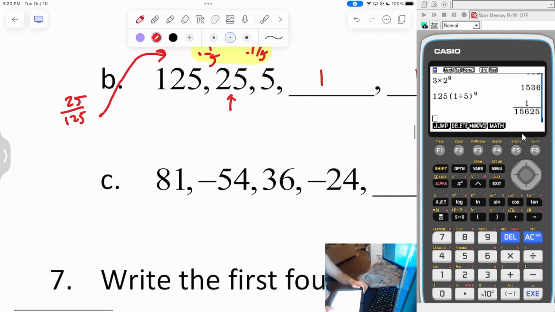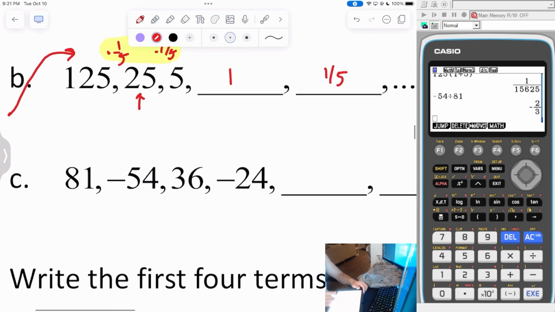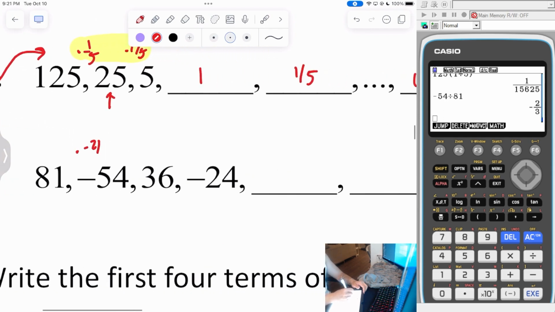I'm going to use that logic here to help me figure out what I'm multiplying by each time for this specific sequence. So I'll take negative 54 and divide by 81. Let's see what I get back in my calculator. Negative 54 divided by 81. I get 0.666667 repeating, I assume. But if I convert it to a fraction, I get negative 2/3. So I know I'm multiplying by negative 2/3 each time to get from one number to the next.